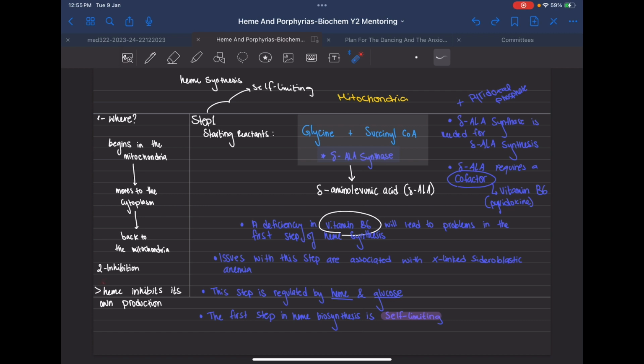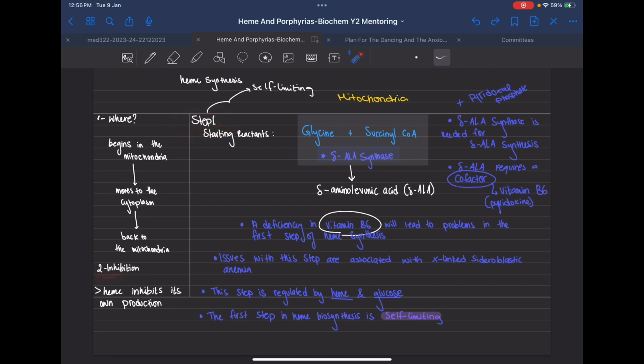The second point I want to bring your attention to is inhibition or regulation. So it's very important to know that heme inhibits its own production. So this is our first step, when we start with making heme, and our end result is obviously going to be heme. When we have a lot of heme, our body is going to be like, oh, okay, so we have enough of this. So heme is going to go ahead and inhibit its own biosynthesis. And at which level does it do that? It does this at the first step.